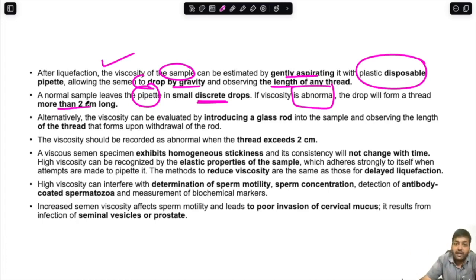So remember, whenever you are using a pipette, you are aspirating some amount of semen and just putting it back. If the thread which is formed is very long, more than 2 centimeters, it means it is abnormally viscous.